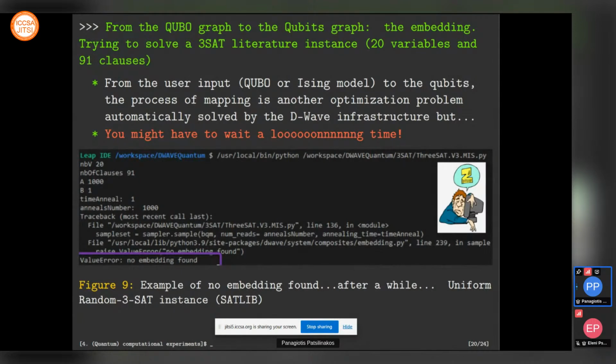It remains a problem of topology. We don't have any connectivity problem at the end, but the static topology is still a problem. It's not only about connectivity, it's how the different qubits are connected together. You can have a specific chain in your original graph that you cannot find at the end in the qubits graph. So the machine, for example here, trying to solve a literature instance of a 3-SAT problem, will not find an embedding, and we cannot do anything.